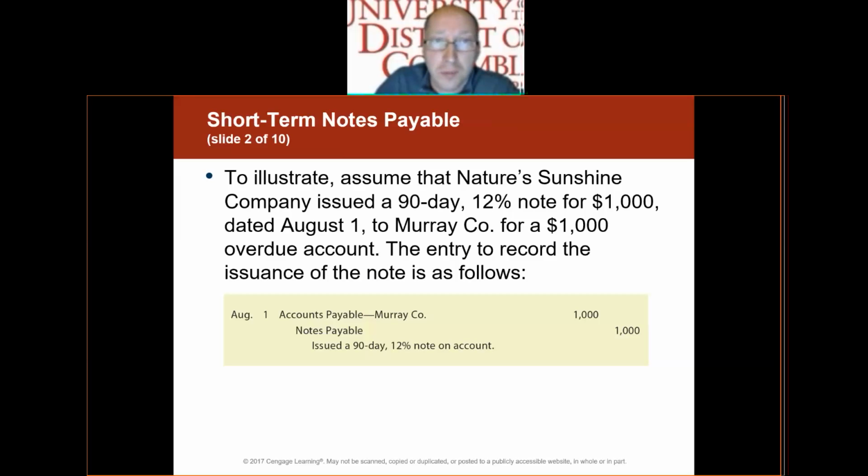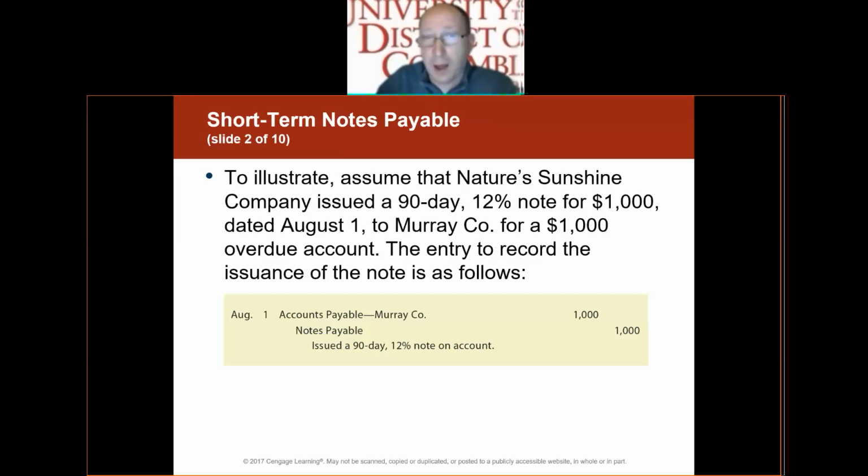Let's look at this example. Let's assume this company issues a 90-day 12% note for $1,000 that was dated on August 1st to one of their customers for an overdue account payable. So to record this entry, what we do is we debit accounts payable to reduce the payable for that customer. And we credit notes payable to increase the notes payable for that customer.